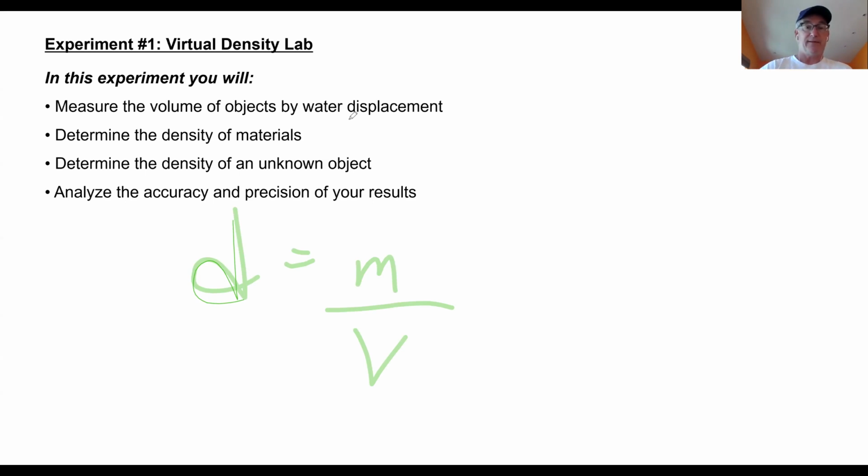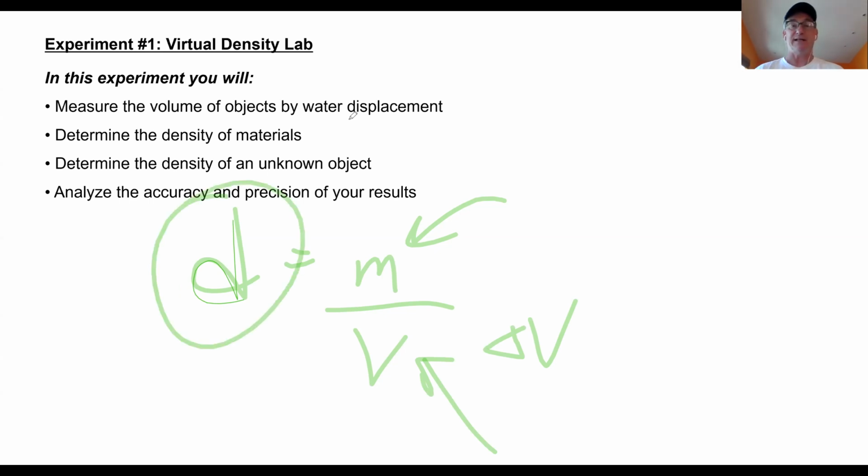So generally in the experiment, you determine mass by just throwing it on a balance and seeing what the mass was, and then submerging it underwater and seeing what the change in volume was. That gave you the volume of the object, and then from that you determine the density.